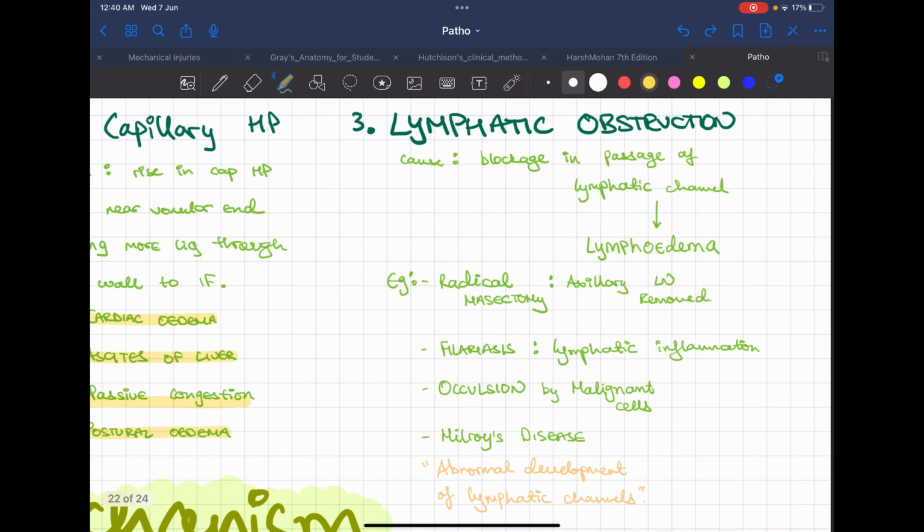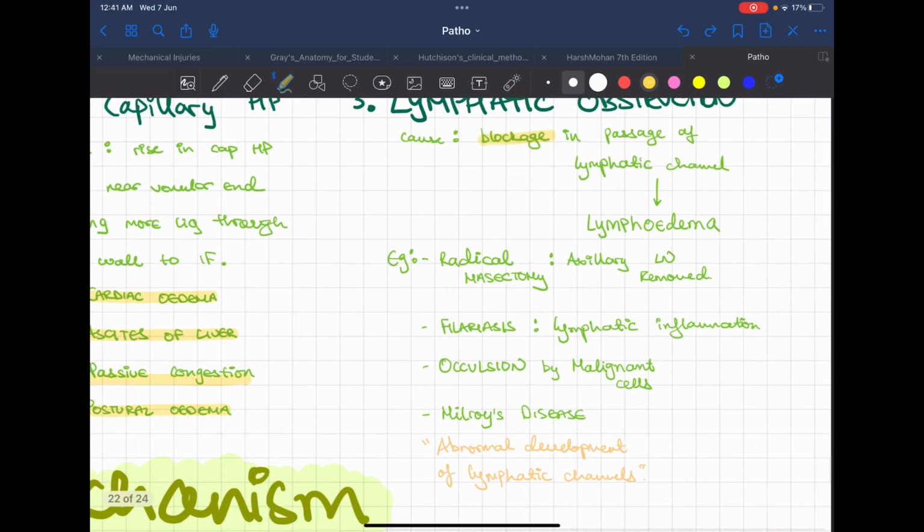Then we come to the lymphatic obstruction. As we saw, some fluid escapes into the interstitial space and then it travels to lymphatics and gets back into the normal circulation. But what if the lymphatic channel gets blocked? Yes, so there's a blockage in the lymphatic channel which causes lymphedema.